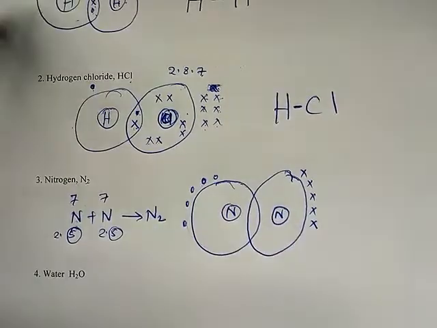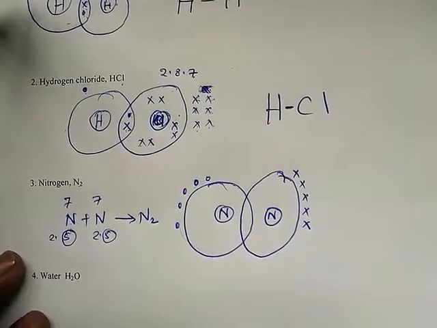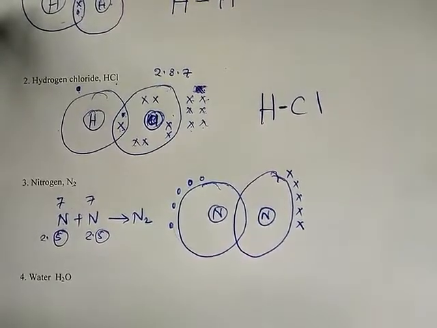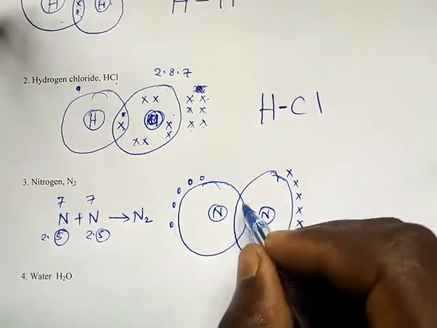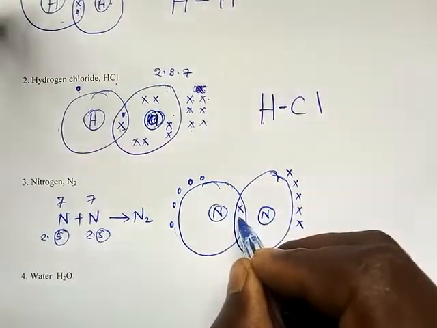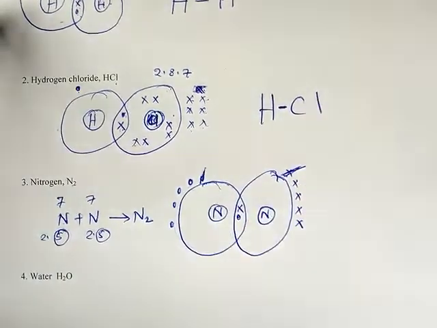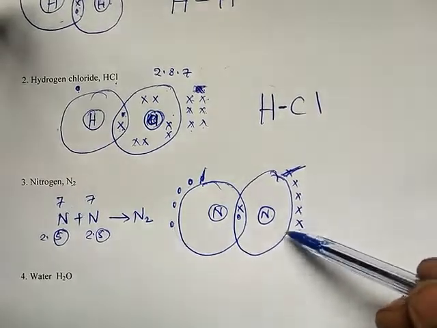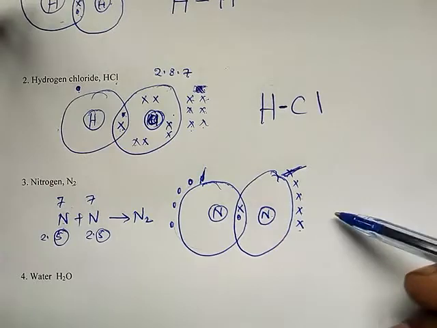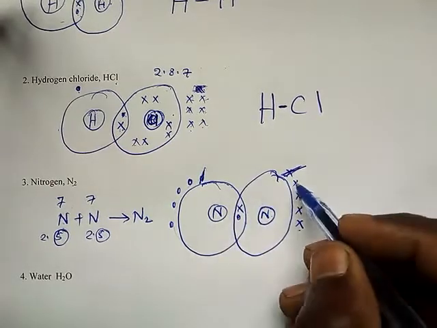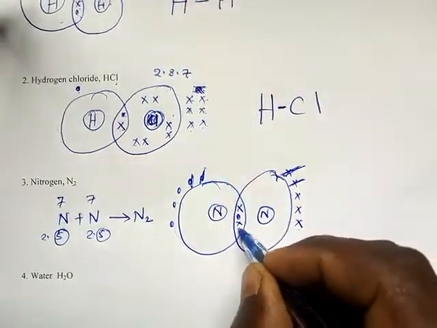Each of them needs 3 electrons to be stable, and none of them is willing to give out electrons. So they start sharing the electrons. This one provides 1 electron and this one provides 1. Once you provide, you cancel that one out. So how many are remaining? 1, 2, 3, 4, 5, 6. We need a stability of 8, therefore they are not yet stable. So they continue sharing. This one provides another one, and this one provides another one.